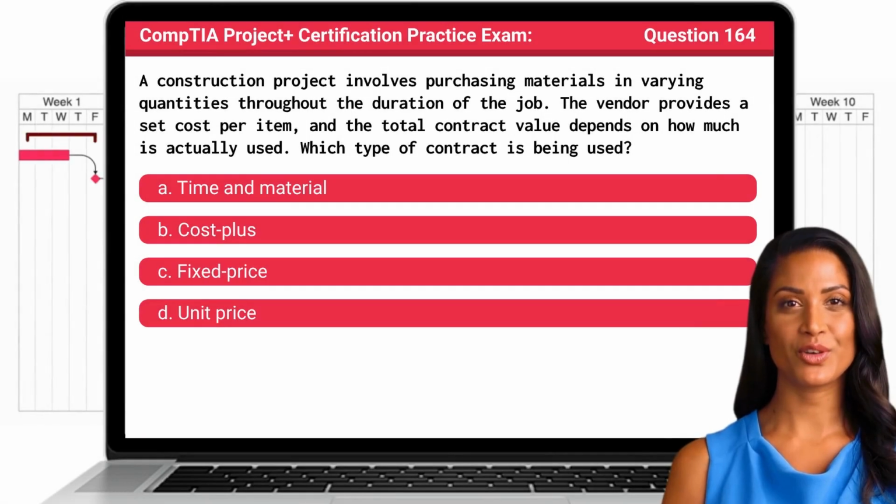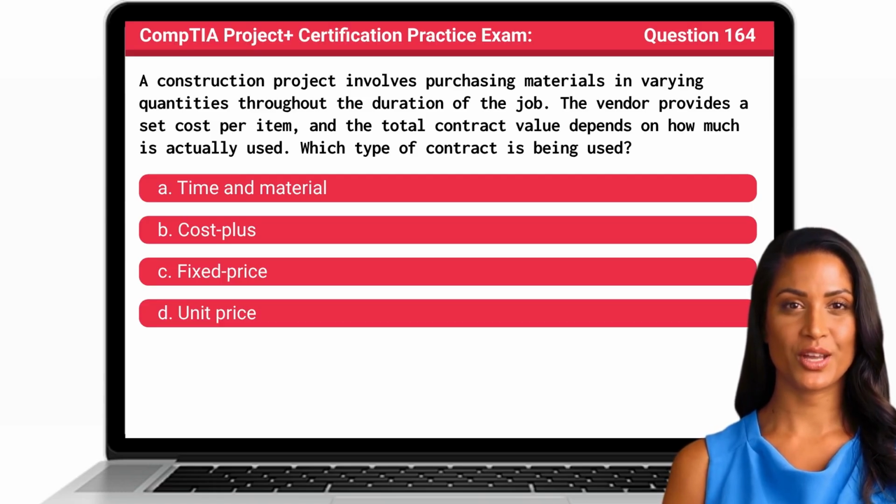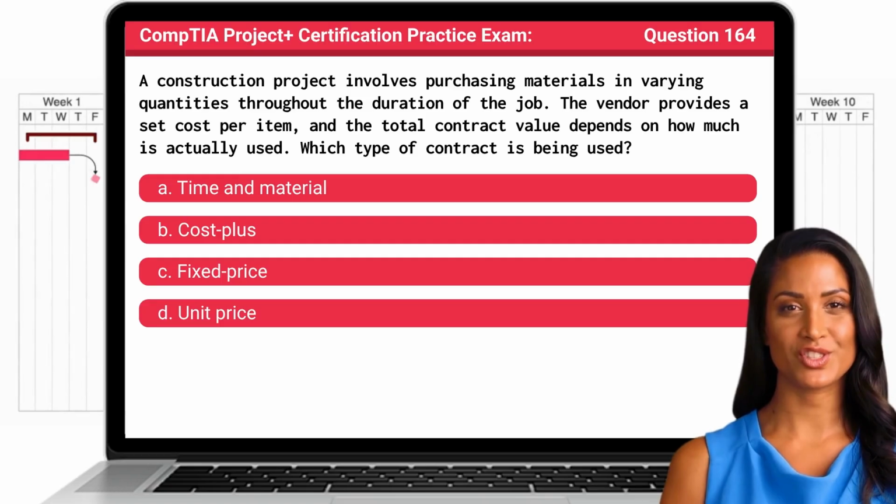Question 164. A construction project involves purchasing materials in varying quantities throughout the duration of the job. The vendor provides a set cost per item, and the total contract value depends on how much is actually used. Which type of contract is being used?